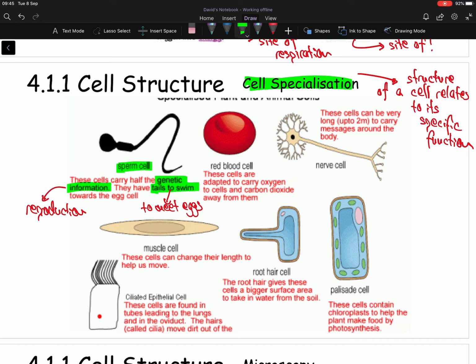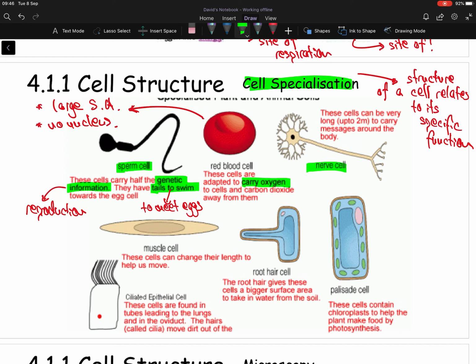You've got red blood cells. Now, these are adapted to carry oxygen to cells away from the body. So you might say, for example, they have a large surface area to fit more oxygen in, and also they've got no nucleus, so it's got more space to fit oxygen in.